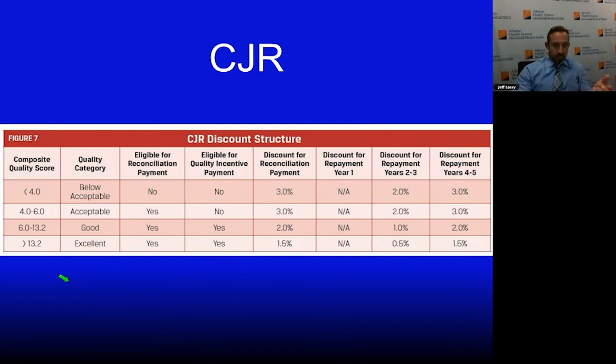It becomes much, much more complicated when you start looking at all the outcome scores and HCAHPS and all these various scores that come into play over the course of a year.